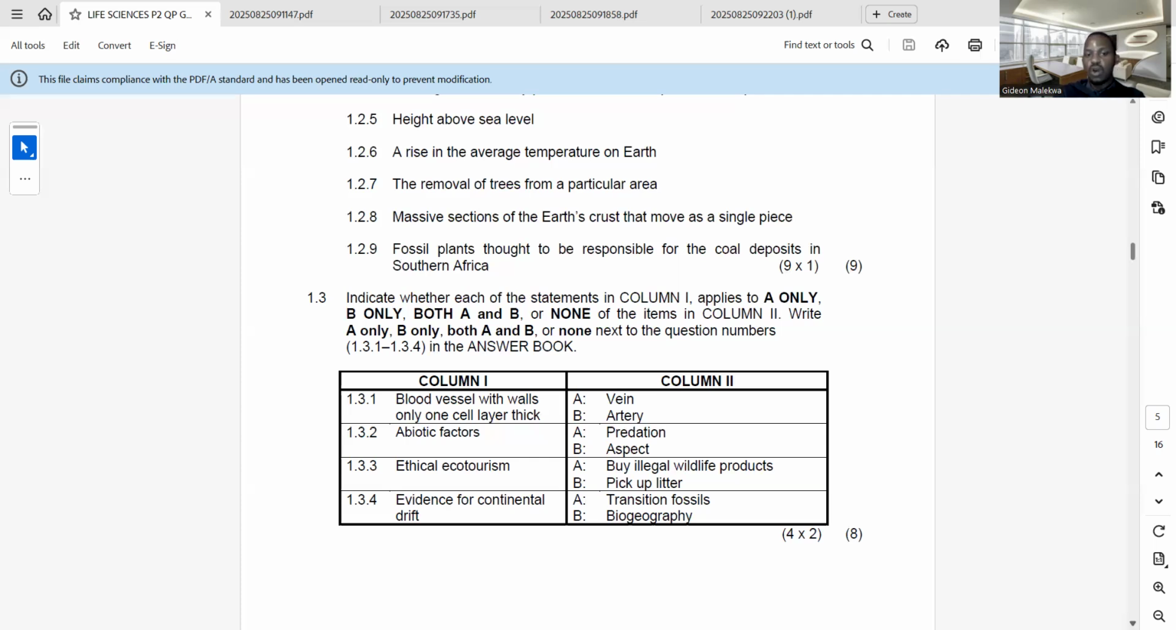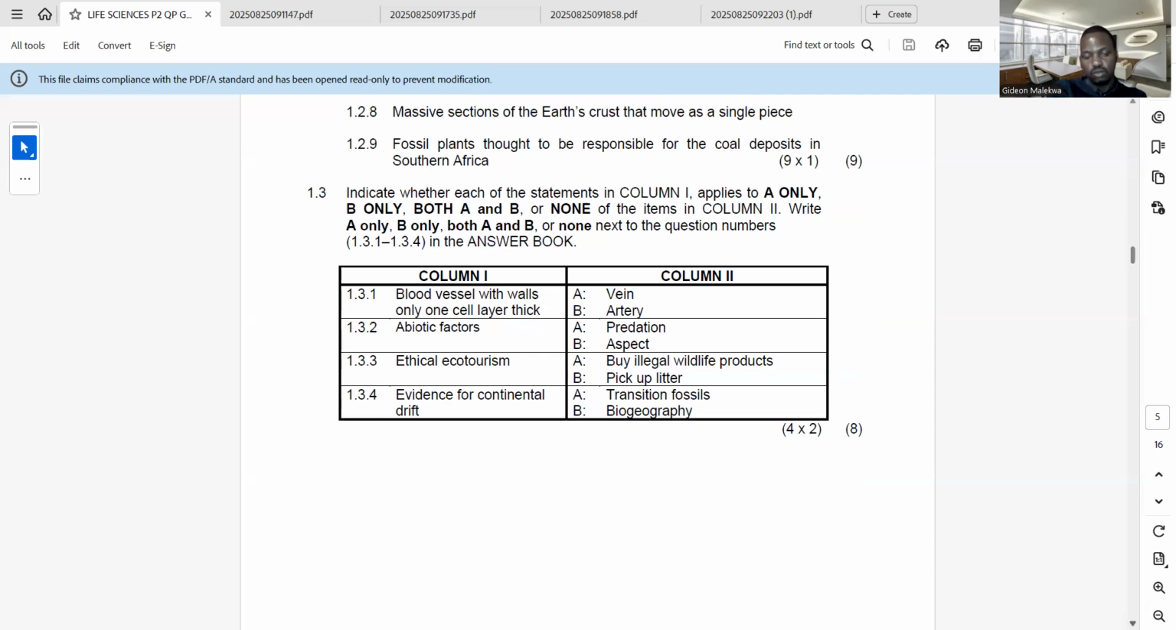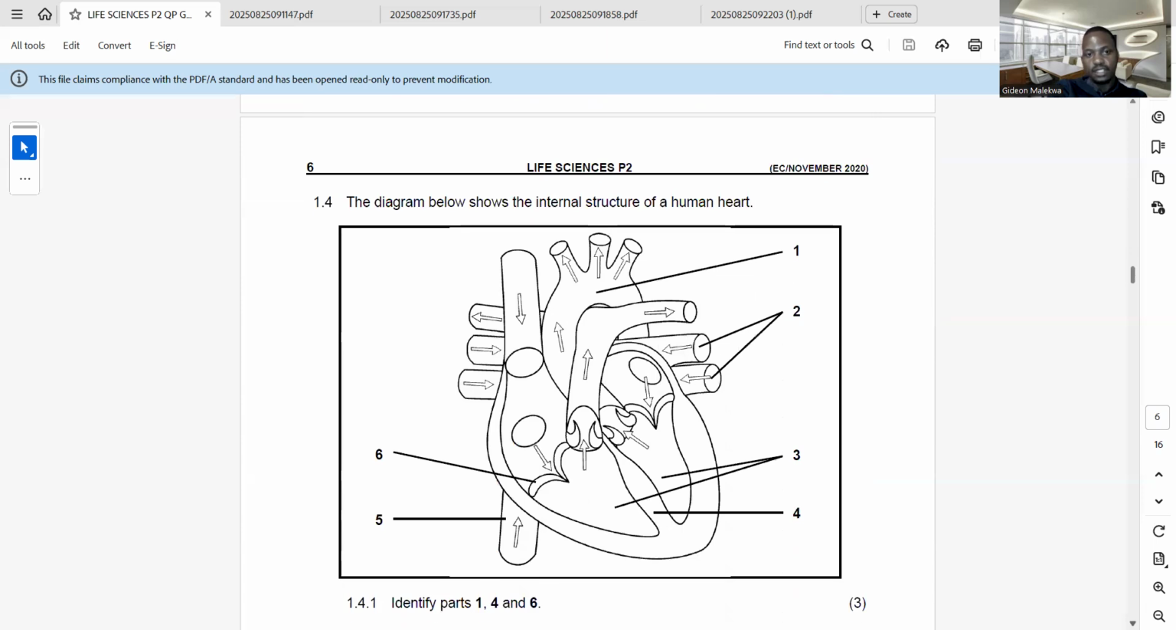That is the reason why these capillaries need to be thin, with one cell layer in terms of their thickness. They are made up of endothelial cells, which allows these processes that we are talking about. Okay, let's move on. We are going to move on to the heart itself.